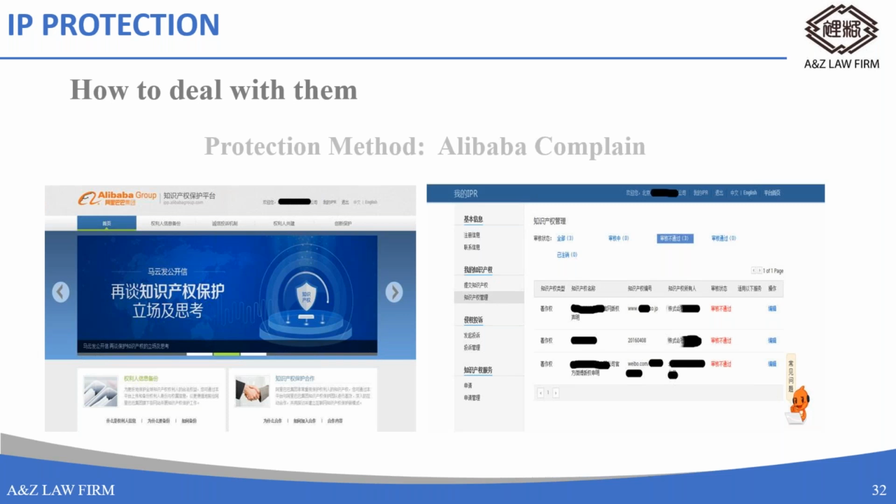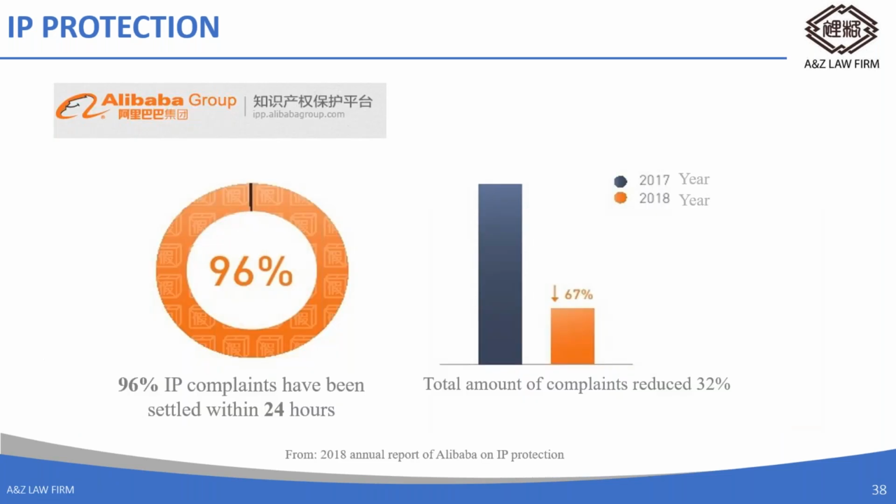And if they verify that you are right, they will immediately delete the online shop and also the hyperlinks, right? So actually in the next slide, I have some numbers provided from the Alibaba annual report from last year. In those numbers, we can see that there are improvements.